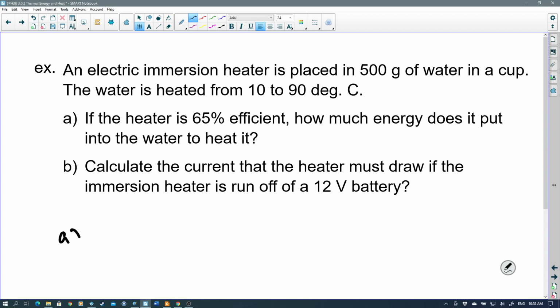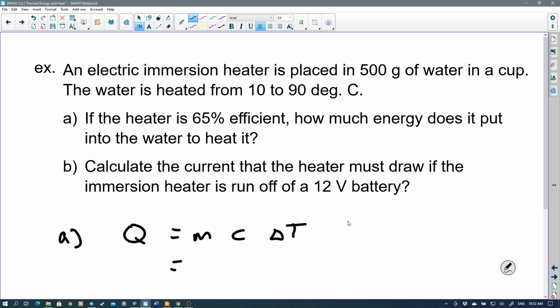So for part A, this is a two-part question, because the first thing we need to do is find out how much energy is required to heat the water. And then the second thing we're going to do is find out how much electrical energy is required to do that if you only have a certain efficiency. So let's do the Q is equal to mc delta T to find out what the amount of energy is required first.